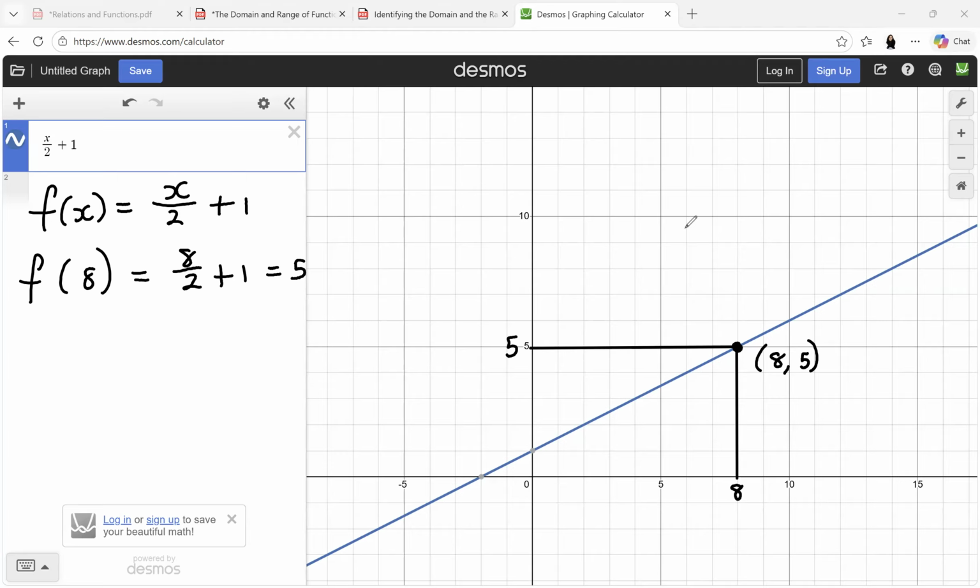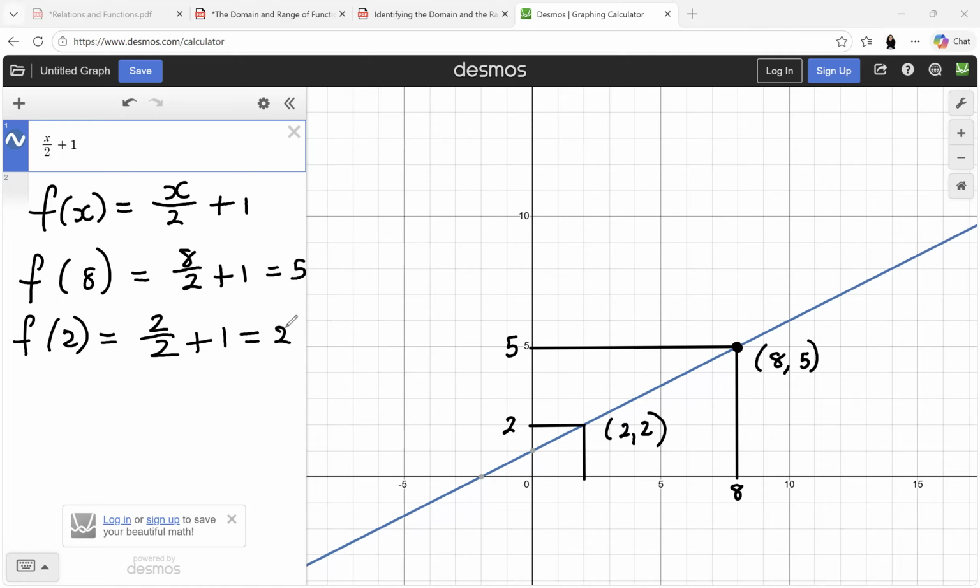f of 2 would be 2. That's right. f of 2 is 2 because it's here. This is 2 and this is 2. What's the coordinates of that point? This would be 2 and 2. Correct. 2, 2. So, tell me what it would be algebraically. How would I write it in the substitution? It would be 2 over 2 plus 1, which is 2, equals 2.